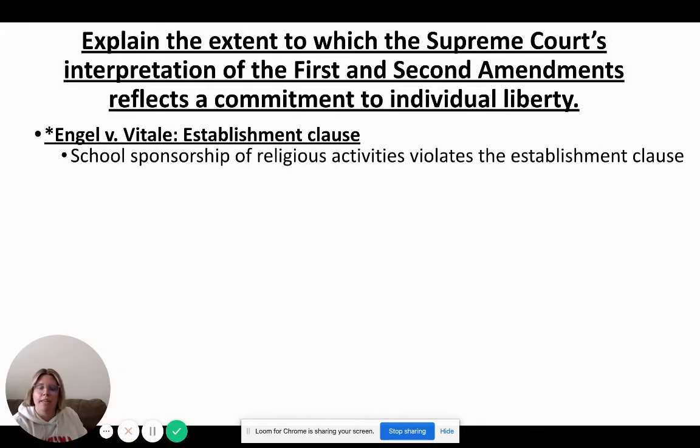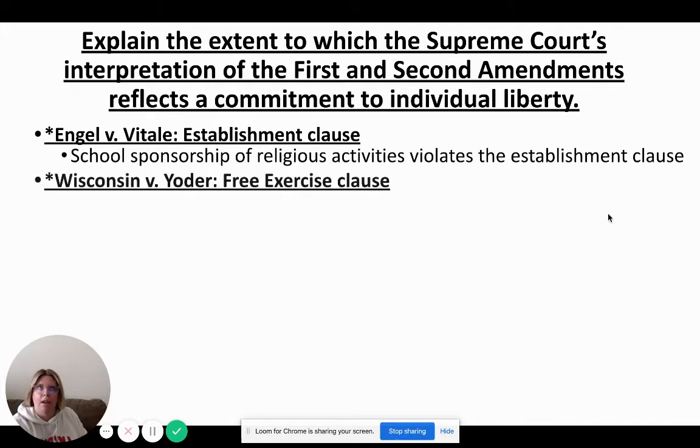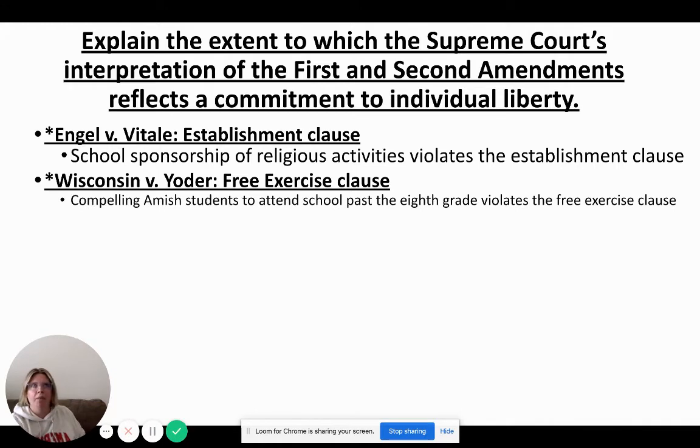We've got Engel versus Vitale. That's the Establishment Clause case. That's no prayer in school because they said that having required prayer in school amounted to establishing a religion. So no good. Wisconsin v. Yoder, the Yoders were the Amish family, and they didn't want their kids in school past 8th grade just because they said it conflicted with their religious values.